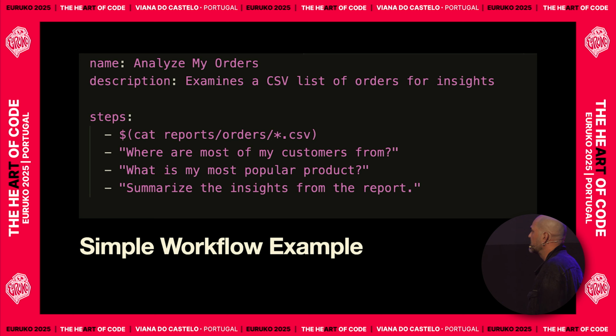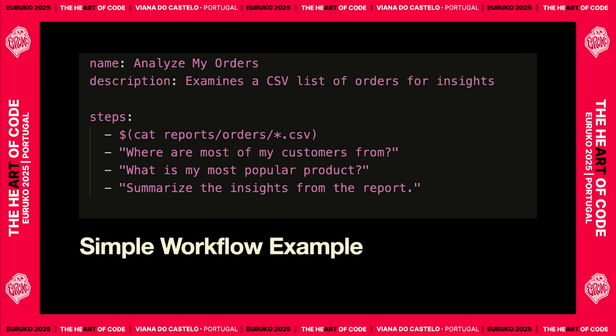But in this case, what's going to happen here is that this workflow represents a single conversation with the LLM, a multi-turn conversation that builds up a context and ends up giving you a result at the end of this execution. So in that case, it's going to read these orders, who knows how long they are in this case, and it's going to say, where are most of my customers from? The AI will answer that. It'll go into the context. What is my most popular product? That will get answered as well, and that will go into the context. And then summarize the insights from the report. And that final step has access to the context. It has access to the answers that happened before, and then it will spit out the result.